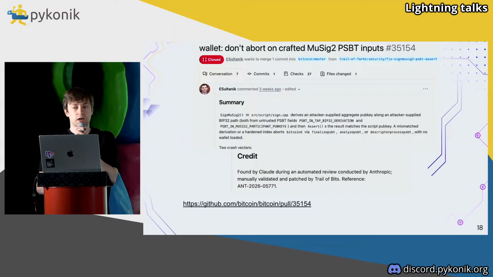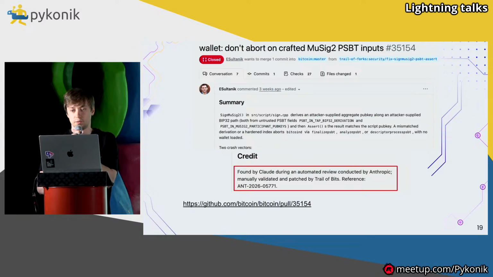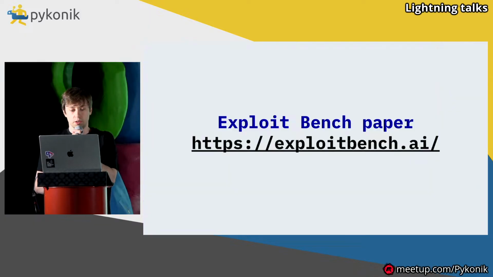You can find some pull requests to some projects, which say something like a credit: found by Claude during an automated review conducted by Anthropic, and then manually validated and patched by Trail of Bits. So there are people who are looking into the bugs from that model, or reported by Anthropic, and are validating them and patching them. And there will probably be some kind of announcement about that later on as well.